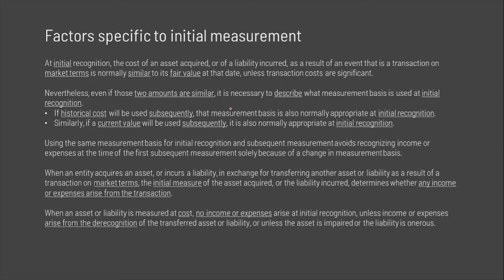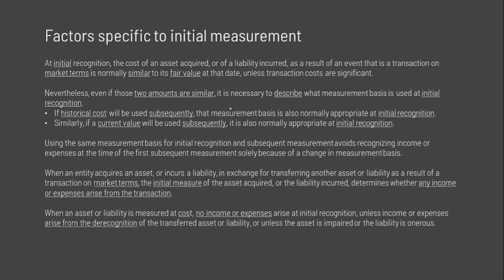For example, measuring an asset or liability at cost does not result in any income or expenses on initial recognition, except when the asset is impaired or the liability is onerous, or when income or expense arises from the recognition of a transferred asset or liability. Moreover, the initial and subsequent measurement bases usually parallel each other. For example, if historical cost is to be used subsequently, the measurement basis is also normally appropriate at initial recognition.